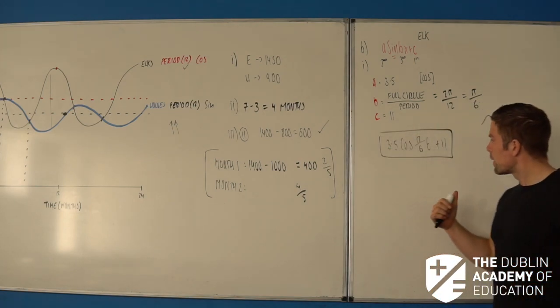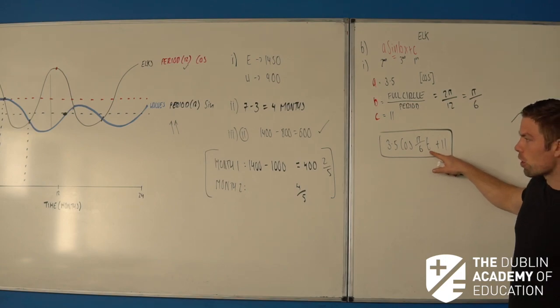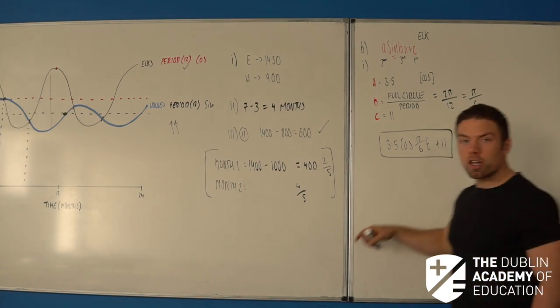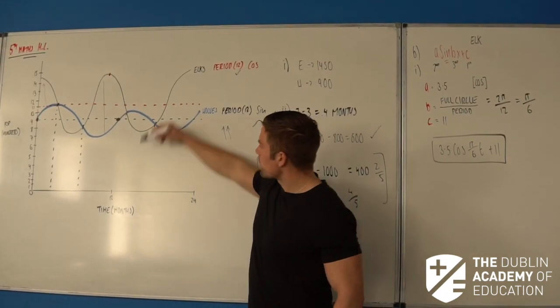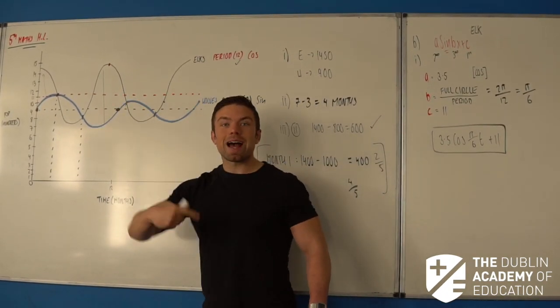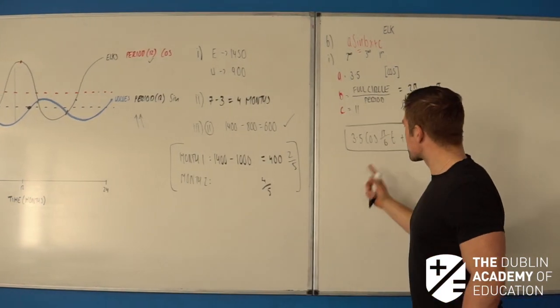Now we know from that population here, if we put in anything for time, if we put in 12 months for time, that's actually going to give us what we got in our graph. If we put in 15 months for time, that will tell us the population of elk after 15 months. So that function is absolutely crucial.